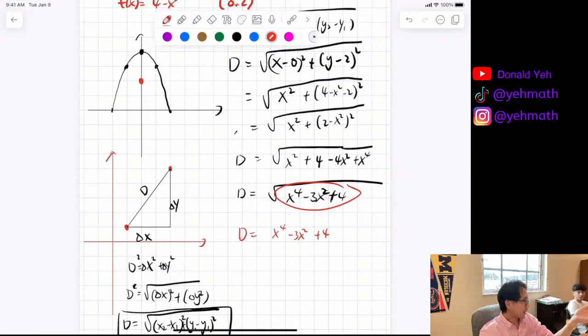So what I do, I don't even care about the square root, because I know distance is the square root of something. We're trying to optimize something. We're not trying to optimize a square root. Does that make sense?